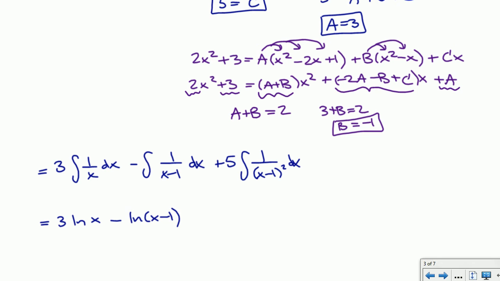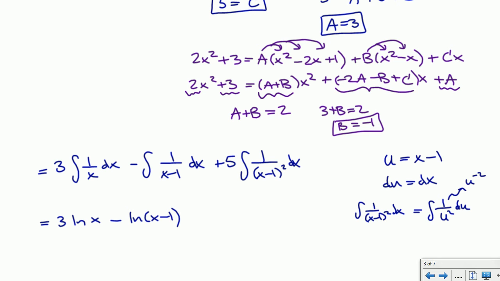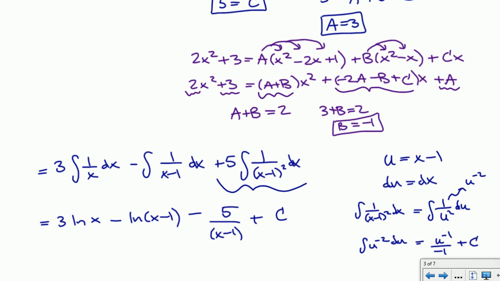This third one we can do by substitution if you like. So you could substitute u equals x minus 1, and therefore du equals dx. So the integral of 1 over x minus 1 squared dx would be rewritten as the integral of 1 over u squared du. And u squared you could think of as u to the minus 2 if you prefer. And the integral of u to the minus 2 would be u to the minus 1 divided by minus 1 plus c. So this third integral would work out to be minus 5 over x minus 1, and we should also have a constant of integration.